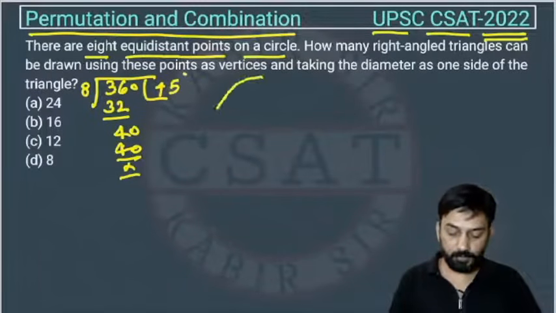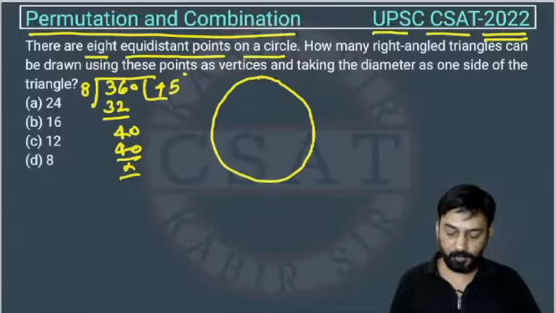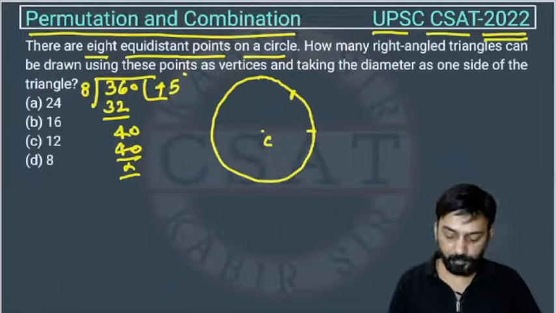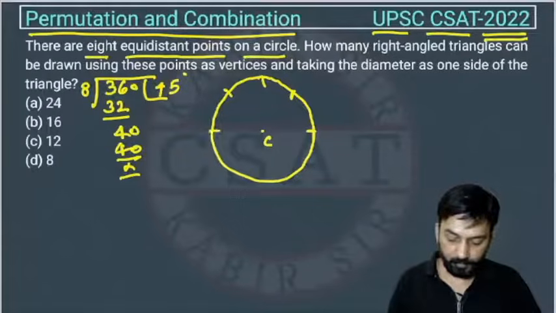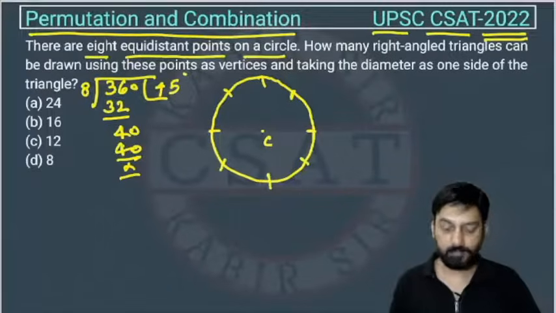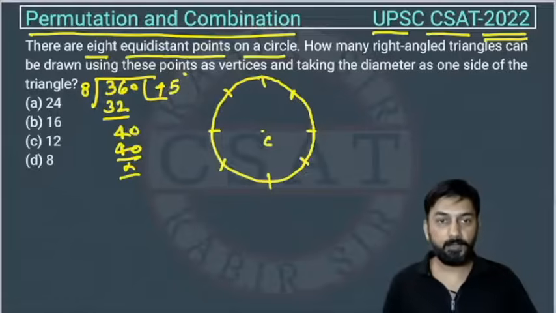So suppose this is a circle, and this is the center of the circle. The first point is here, the second will be here after 45 degrees, the third will be here, the fourth will be here, and the fifth will be here, then similarly the sixth, 7th and 8th. So there are 8 equidistant points.